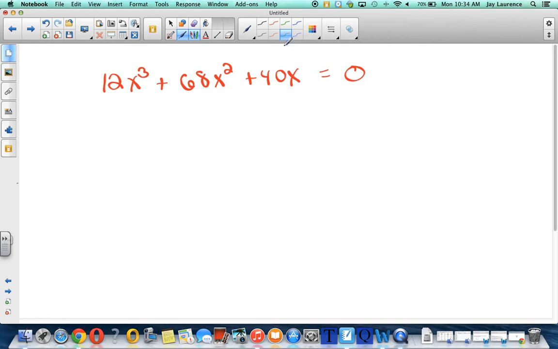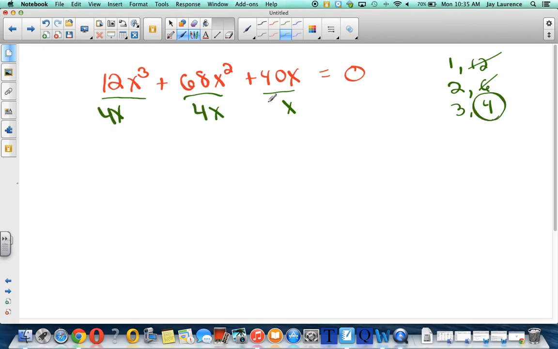All right, the first thing I'm going to do is I'm going to GCF it, and I know there's going to be a GCF of an x. There's probably going to be a GCF of those numbers there. So I'm going to list the factors of 12, 1 and 12, 2 and 6, 3 and 4, and I'm going to see, does 12 go into 40? Nope. Does 6 go into 40? It does not. Does 4 go into 40? Yes. Does 4 go into 68? I believe it does. My GCF is a 4x.